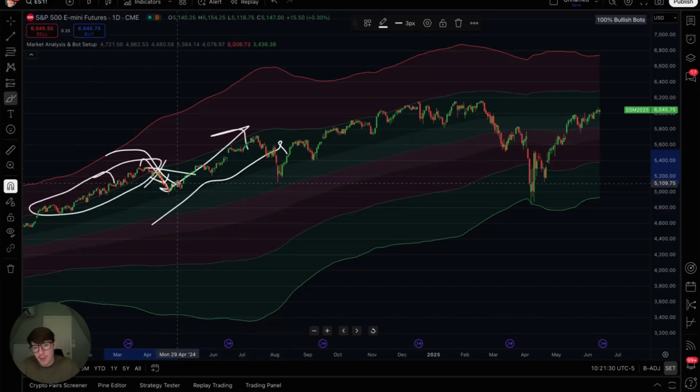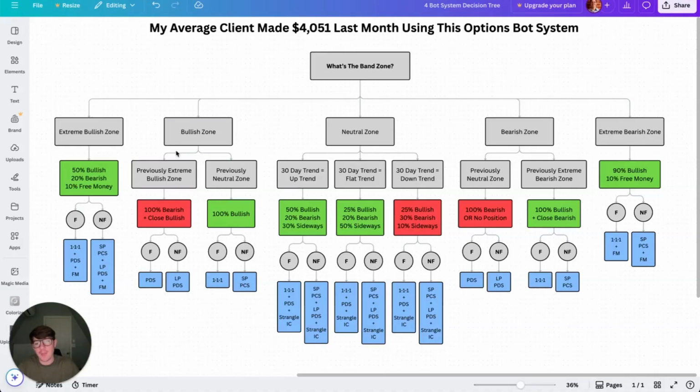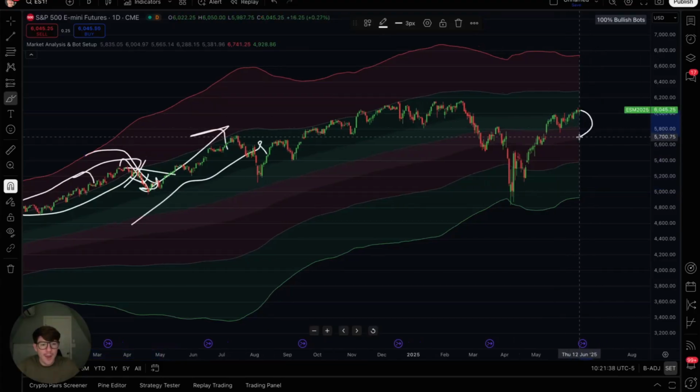If the trend comes from below, that means the market's trending down, and we don't want to do that. So that's the bullish zone. Now for the neutral zone, when we're inside this middle range, this is where anything can happen. This is where we can either go bullish, bearish, or just stay flat and do nothing.